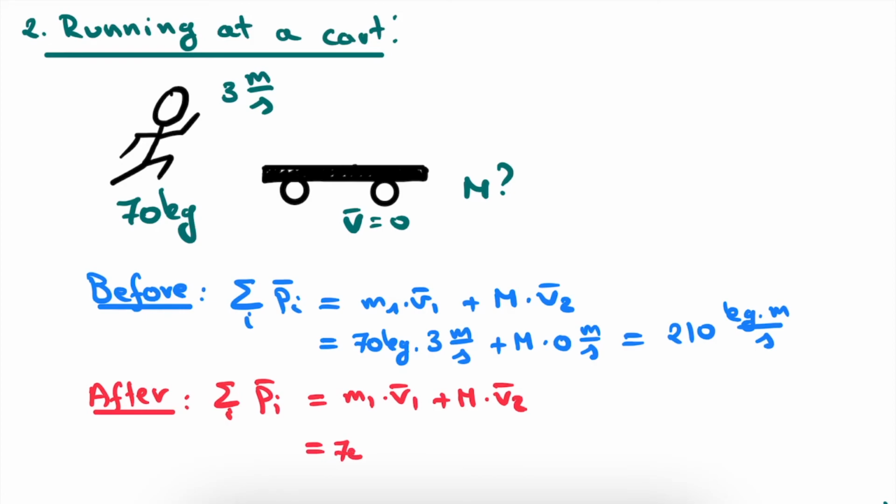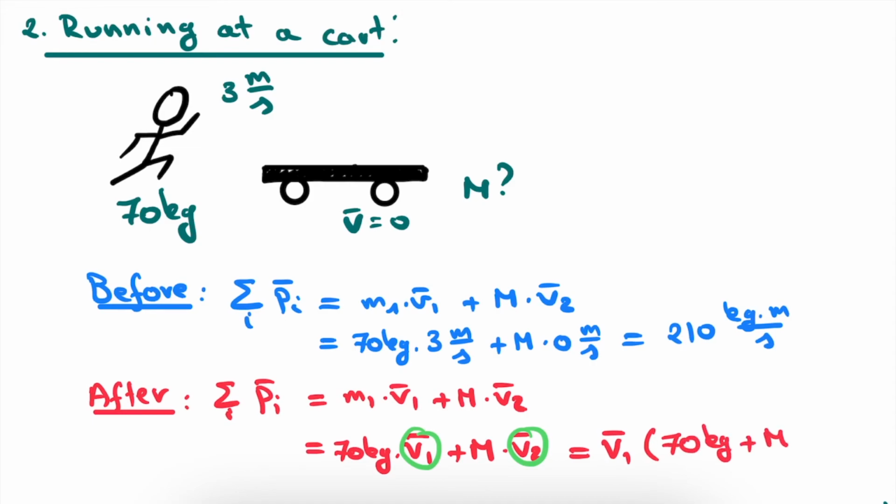Filling this in, we have 70 kilograms times v1, the velocity to be determined, plus capital M multiplied by v2, also the velocity that needs to be determined. Of course, we have two variables here again, but we remind ourselves that after we have jumped on the cart, it would be preferable if the cart and ourselves have the same velocity. Otherwise, we would just be falling off. So v1 and v2 are simply the same. This means that we can write this as v, the velocity that we need to find. So it could be either v1 or v2, they're just the same, multiplied by 70 kilograms plus capital M.